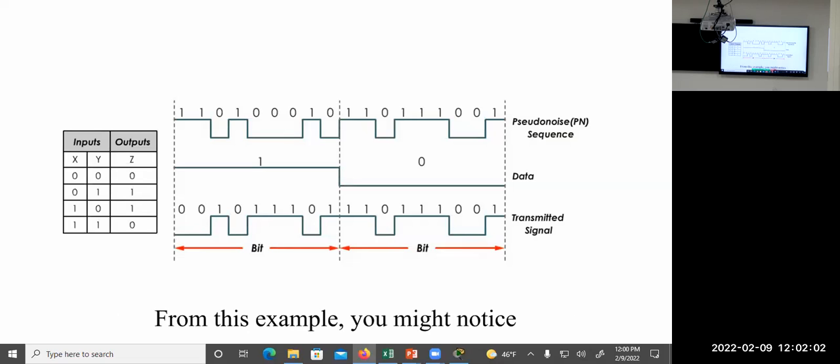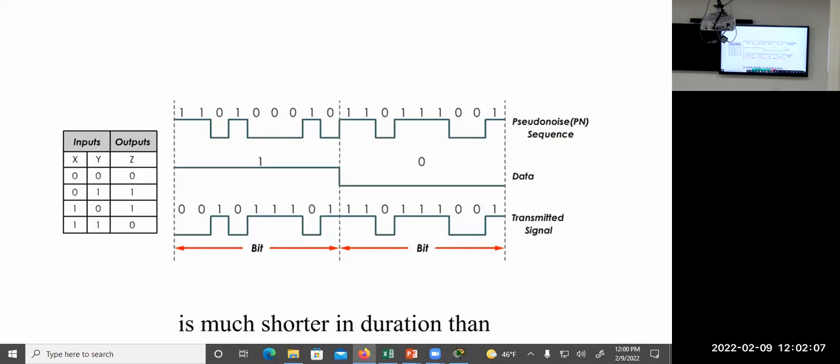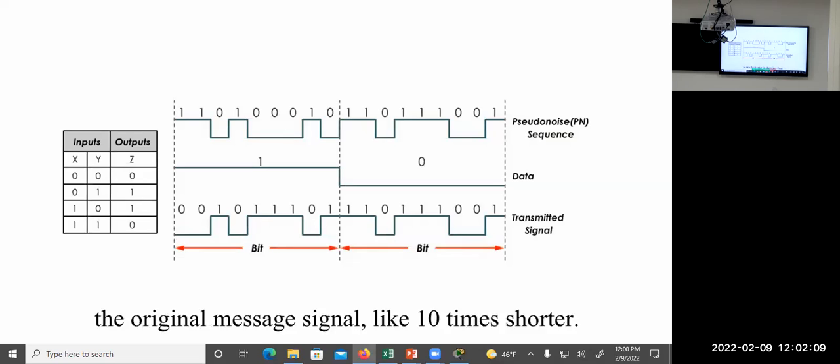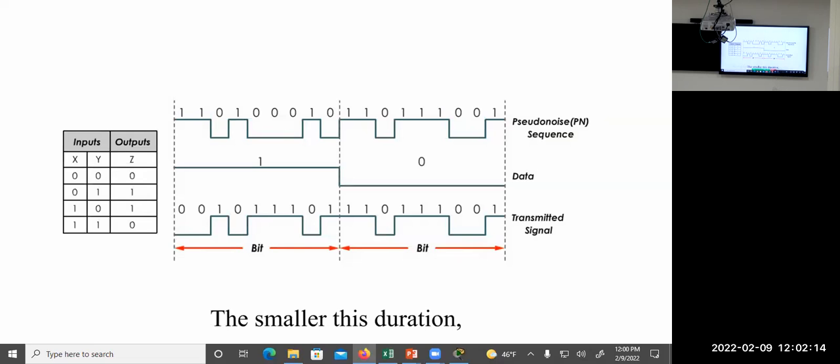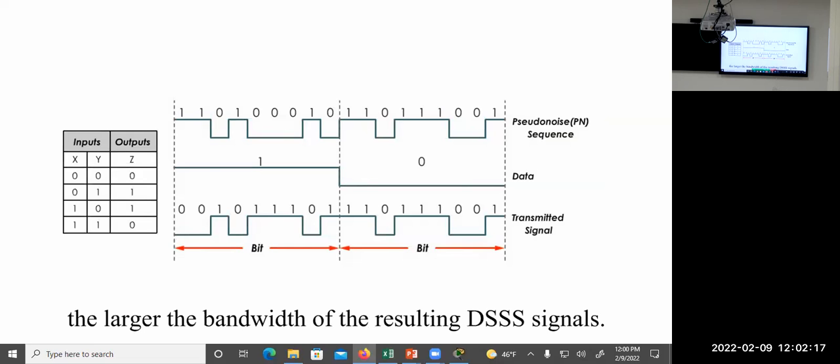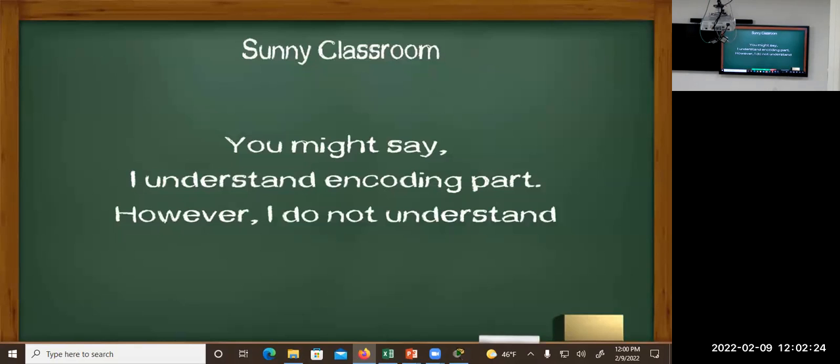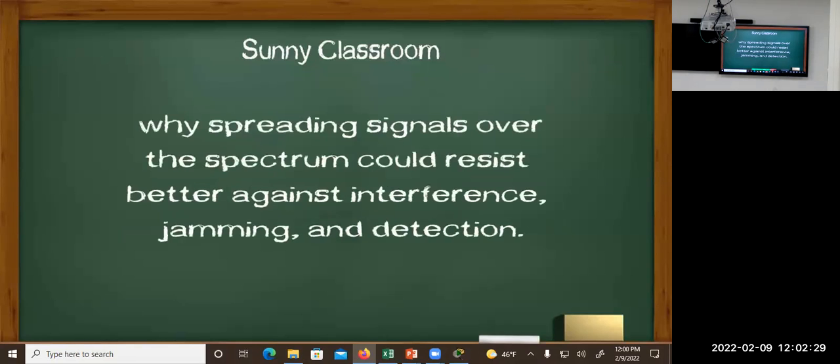From this example, you might notice the PN code consists of radio pulses that are much shorter in duration than the original data signal, like 10 times shorter. The smaller this duration, the larger the bandwidth of the resulting DSSS signals. You might say, I understand the encoding part, however, I do not understand why spreading signals over the spectrum could resist interference, jamming, and detection better.